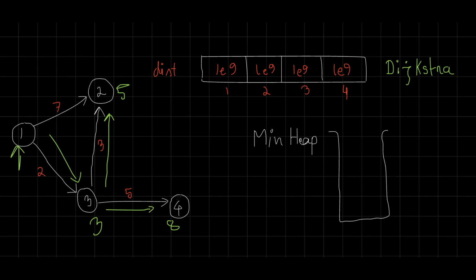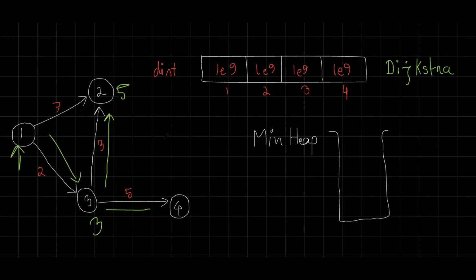So here, what is the minimum time we need? Sorry, it is not 8. Actually, from 1 to 3 it will take 2 minutes, and from 3 to 4 it will take 5 minutes. So in total, 2 plus 5, 7 minutes. So here, the minimum time it takes for the signal to reach all of the nodes is 7. So the question is, how can we solve this problem?